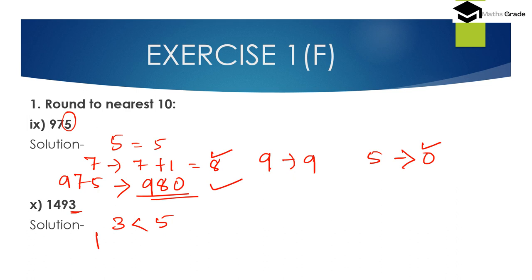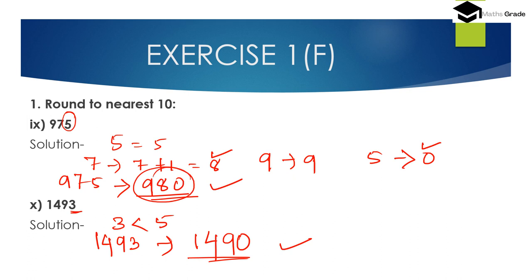Now 1493 rounded to the nearest 10 will be 1, write down 1 as it is, 4, then 9, and this unit place digit 3 changes to 0. Now 1493 rounded to the nearest 10 is 1490. So 975 rounded to the nearest 10 is 980, and 1493 rounded to the nearest 10 is 1490.